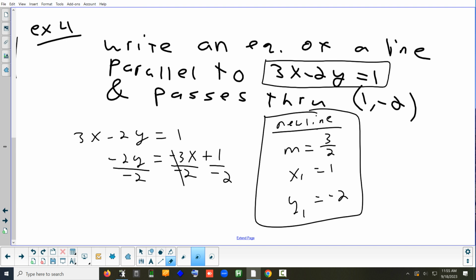The key is making sure you can figure out that slope. Parallel versus perpendicular. Okay, any questions on that?